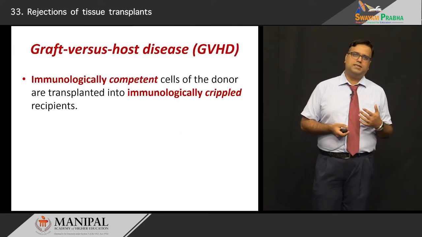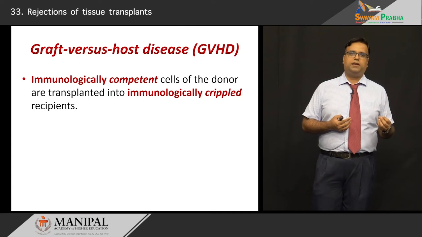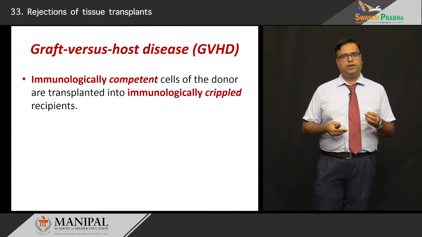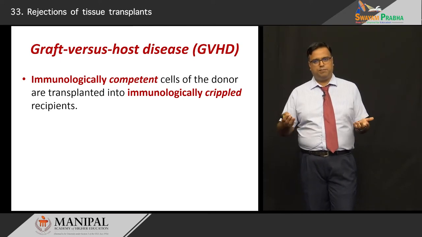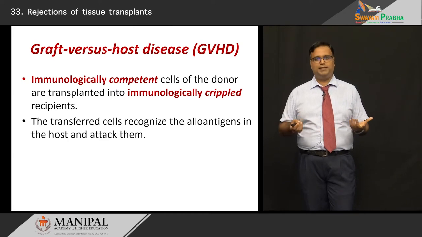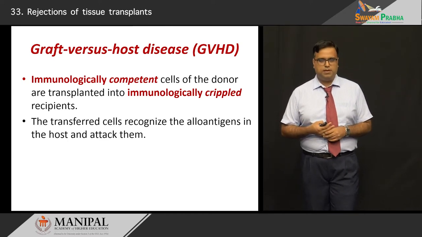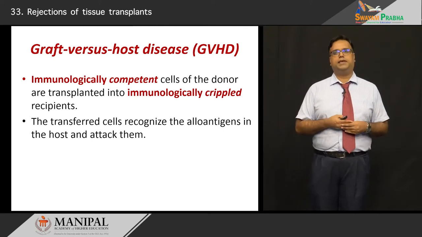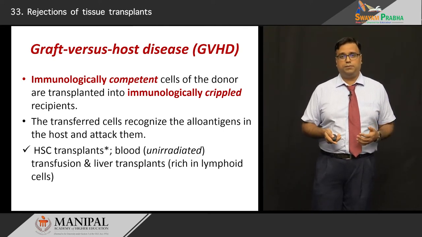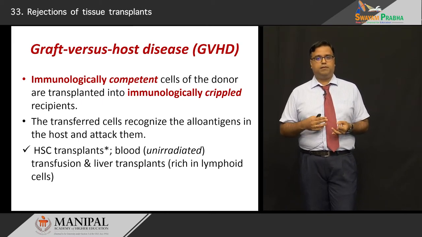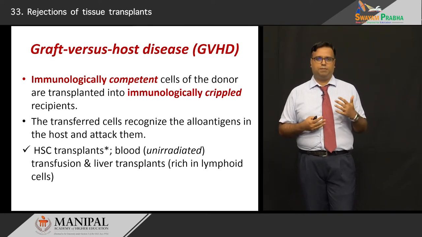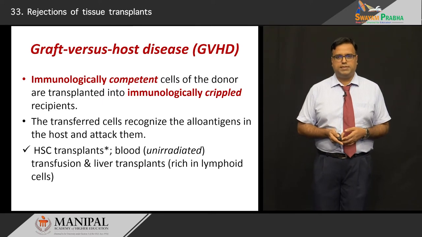Now, graft versus host disease, simply put, like I said earlier, is when you're transplanting immunocompetent cells of the donor into an immunodeficient, or immunologically crippled, I would say, recipient. You're deliberately crippling it and you're putting in competent cells. Now that imbalance manifests in graft versus host disease. The transferred donor cells recognize the alloantigens on the host and begin to attack them right away. Here, in the case of hematopoietic stem cell transplants, they can be caused by blood transfusions which are unirradiated, or liver transplants, which are very rich in lymphoid tissue. These are the hotbed issues where you can get a possibility of graft versus host disease.